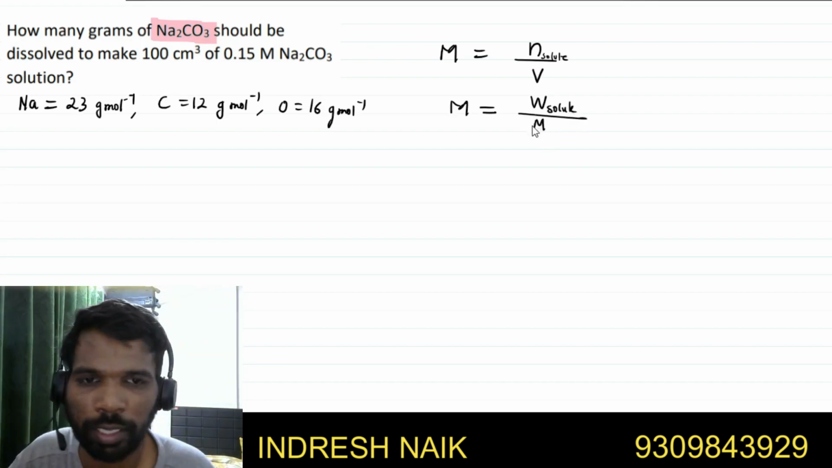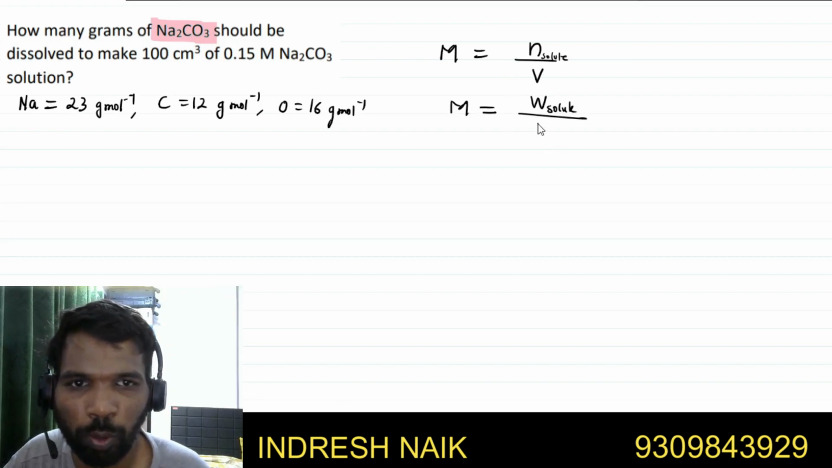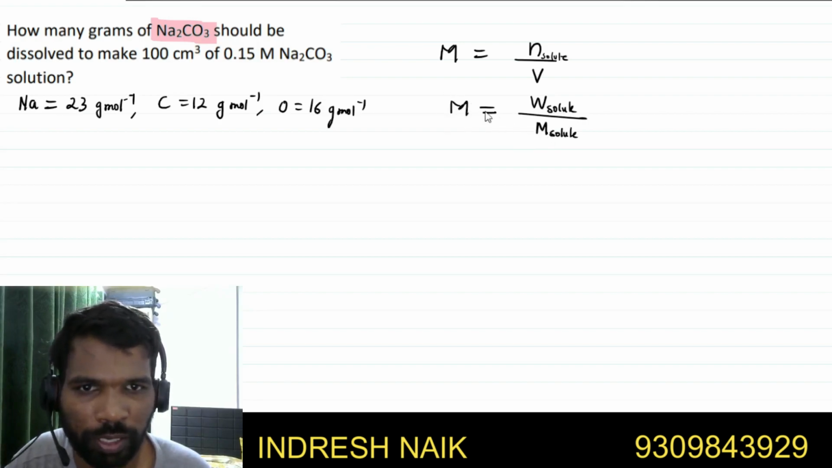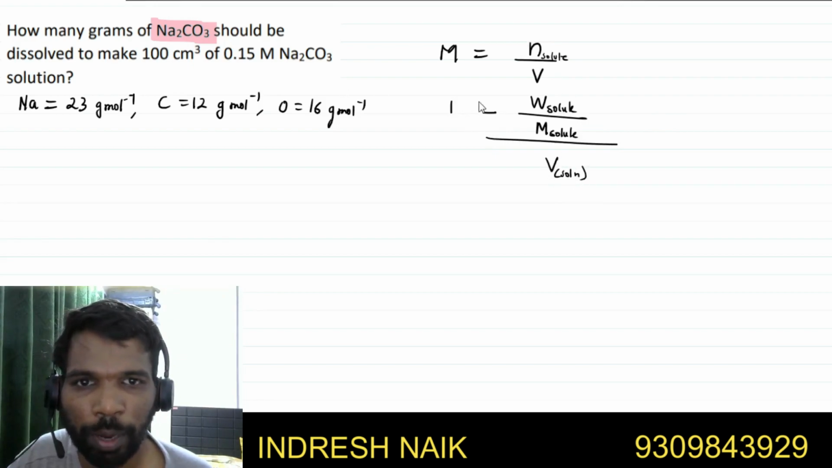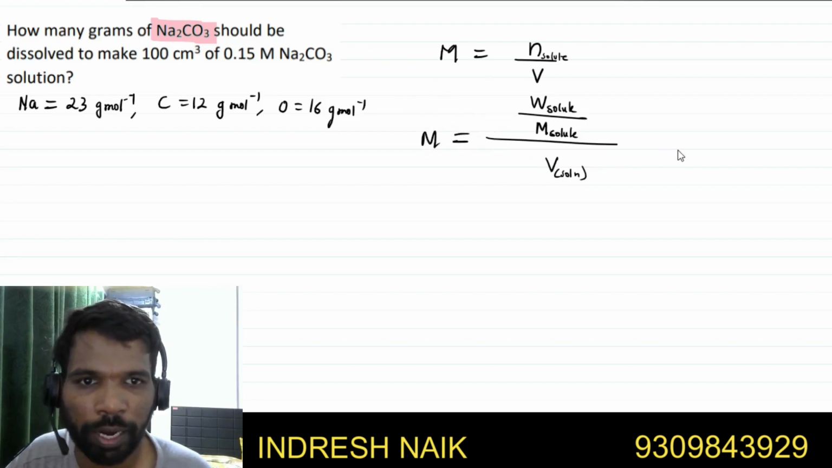Capital M is for the molar mass. Or I'll just write this as molar mass of the solute. This is molarity, and this is molar mass of the solute. Don't get confused between this M and this M. So this n I have divided by volume of solution.